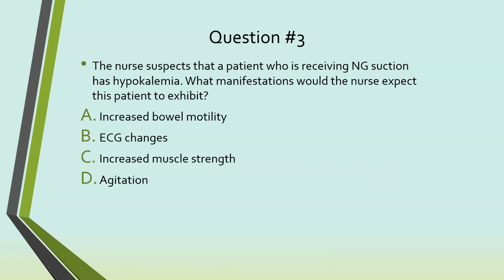So the nurse suspects that a patient who is receiving NG suction has hypokalemia. What manifestations should the nurse expect this patient to exhibit? Increased bowel motility, ECG changes, increased muscle strength, or agitation.